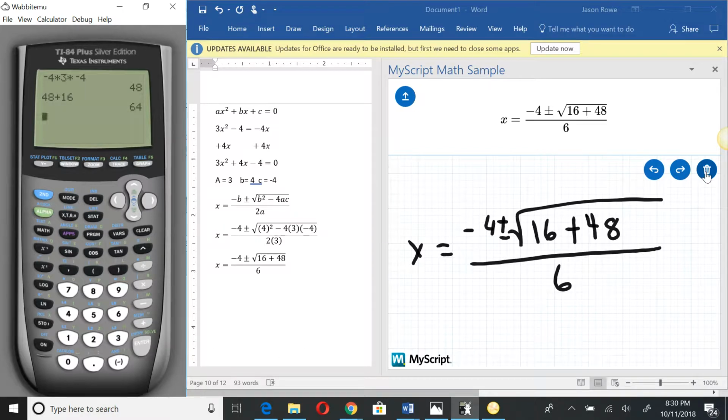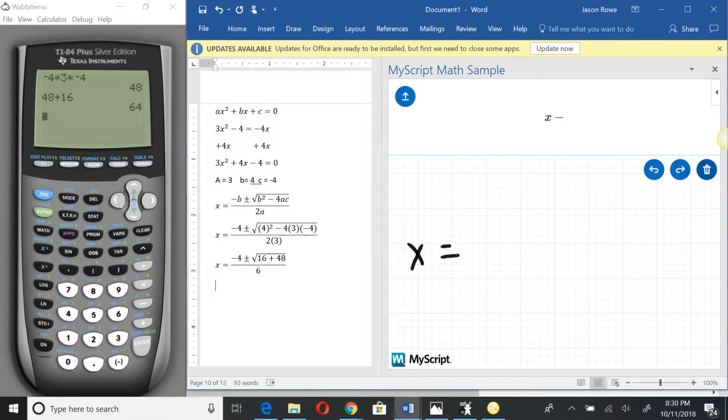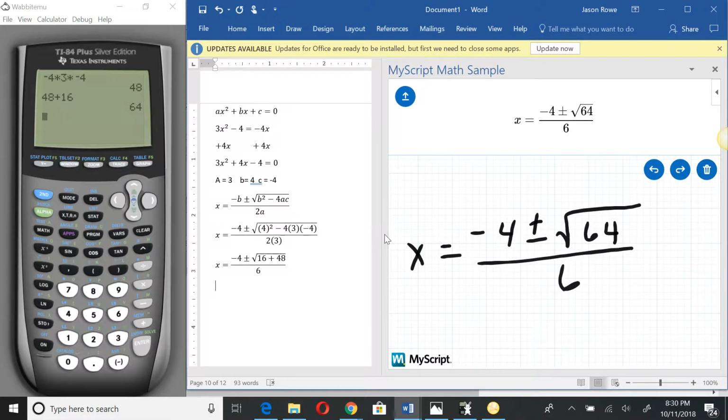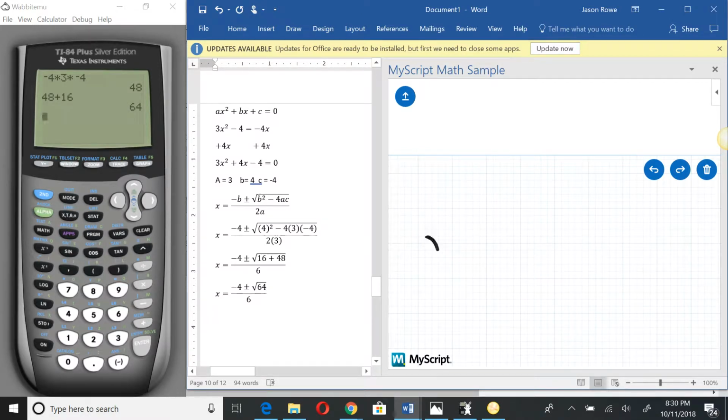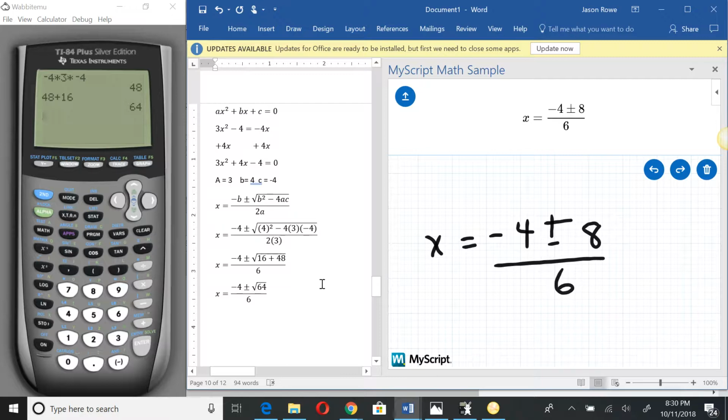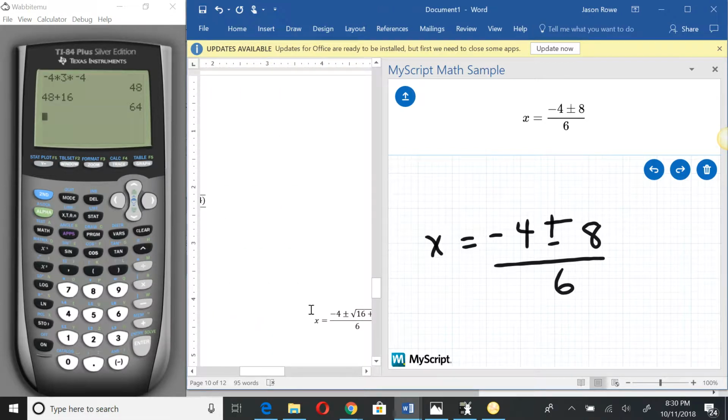Look at that, a perfect square root. That's something we like to see. So x equals -4 plus or minus the square root of 64, all divided by 6. So we take the square root of 64. Square root of 64 is 8. So then we have x equals negative 4 plus or minus 8, all divided by 6. And so now you get two answers. So make sure you give me both answers.